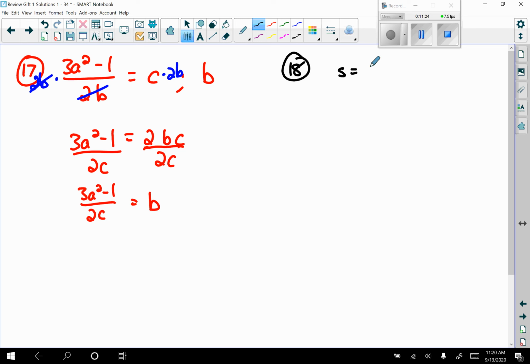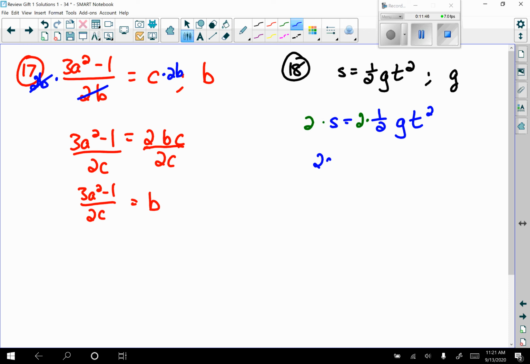18, we have s equals 1/2 gt squared. We want to solve for g. All right, so here I have to be careful. I have this fraction here, which could make this look a little more complicated. To get rid of that fraction, I don't want to divide by it. So instead, we could multiply by the reciprocal, which would be 2. So I first want to multiply both sides by 2.